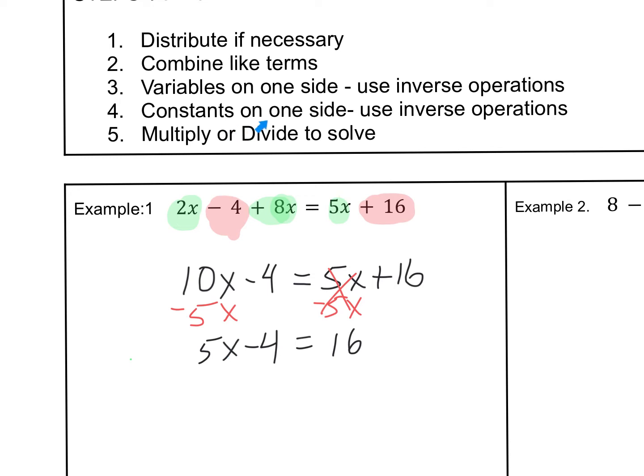Now we're going to get the constants together on one side. We're going to put them on the right side because we have the x on the left side. So this minus 4 is going to need to be removed from the left side by using inverse operations, which is plus 4. Again, we do that so that we can cancel these, but you can't just do that unless you do the same thing to both sides of the equation. So now on the right side, we have to add 16 plus 4, and we get 20. Okay. So on the left side, we have 5x, and on the right side, we have 20.